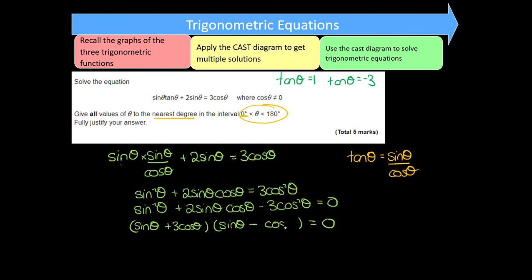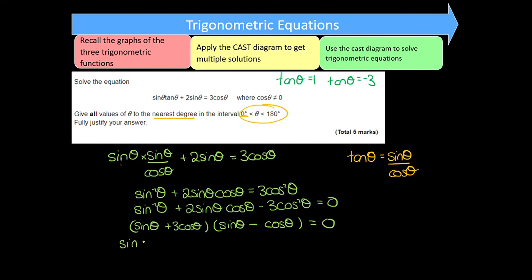This is the factorization. Sine times sine is sine squared. Sine times minus cos is minus 1 sine cos. And then I get a plus 3 sine cos. And 3 sine cos take away 1 sine cos gives you 2 sine cos. And then you've got 3 cos theta times this gives you the last term. Now, if you didn't quite understand what I said there, do FOIL on that. And you'll actually see it's the right answer.